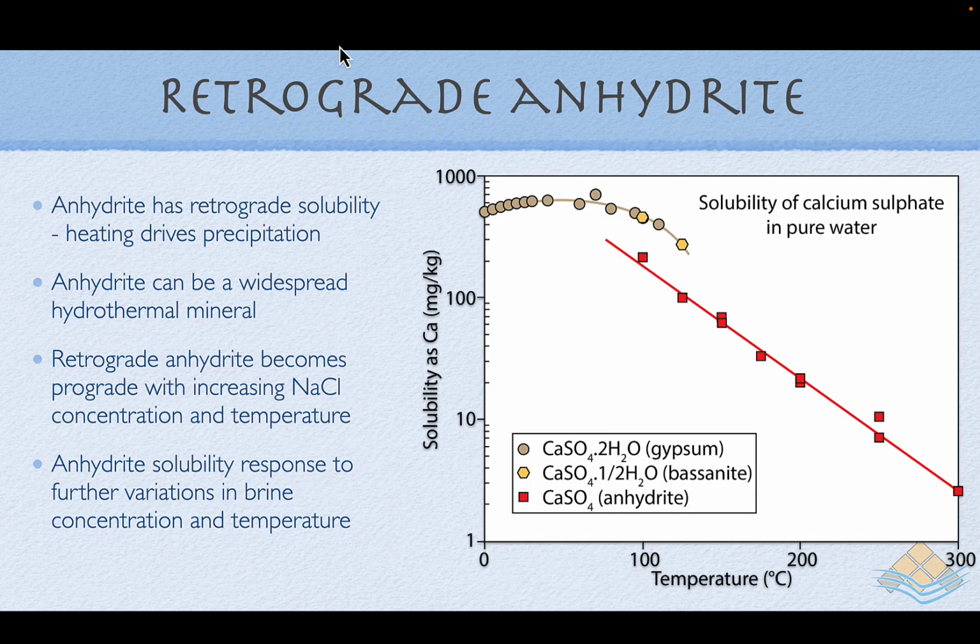Let's remind ourselves, what is retrograde solubility? Well, we know that anhydrite is a retrograde mineral. The characteristic of a retrograde salt is that heating lowers the solubility of that salt. So heating drives the precipitation of that salt. In that scenario, we form anhydrite from seawater. So anhydrite is a widespread hydrothermal mineral.